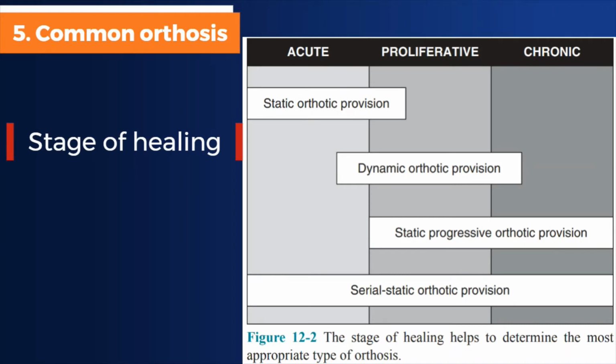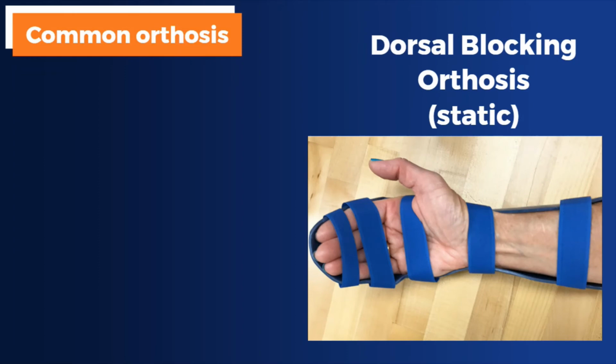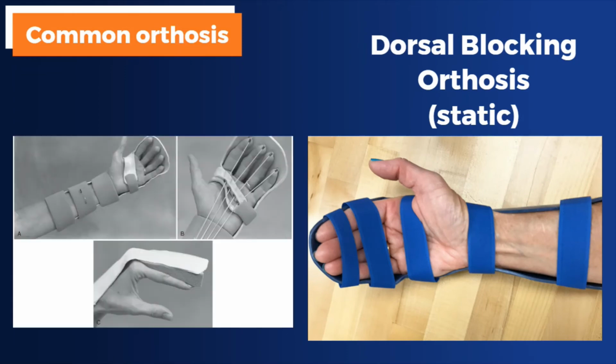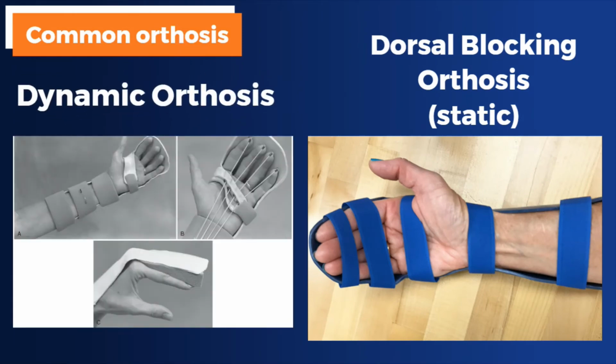This chart shows orthotic usage in the appropriate stage of healing. We will now look at some common orthotics used in flexor tendon repair immobilizations. Dynamic orthoses are used to apply sufficient tension that does not overpower the joint and also allows for the patient to overcome the resistance to move in the opposite direction.